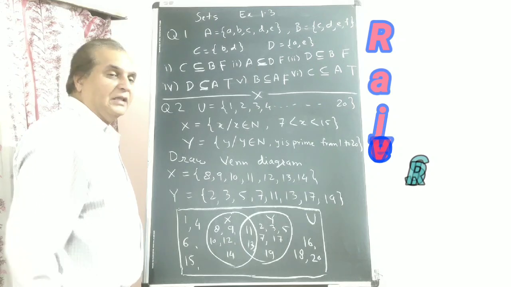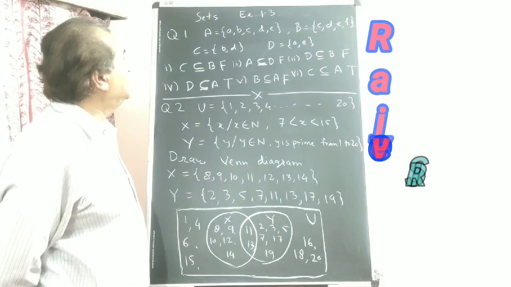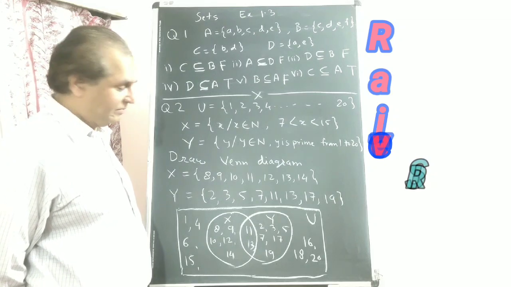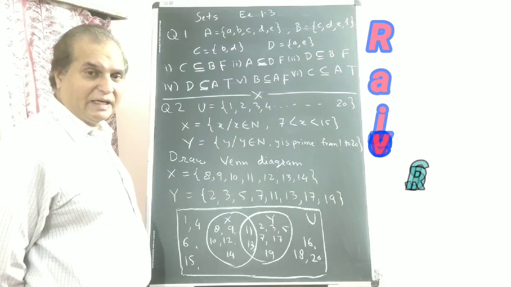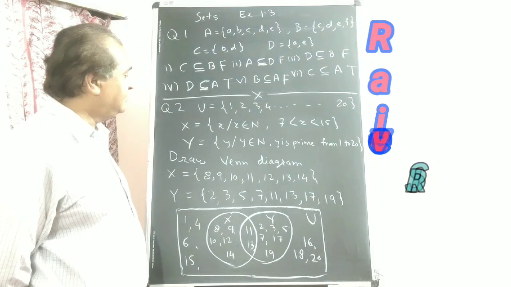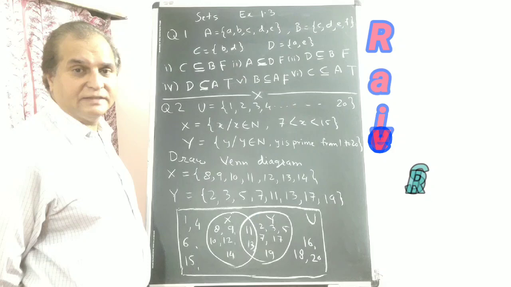Now, question 2 of exercise 1.3. You have to represent by Venn diagram. You make simple diagrams, you will understand very easily, and you represent the set like this.